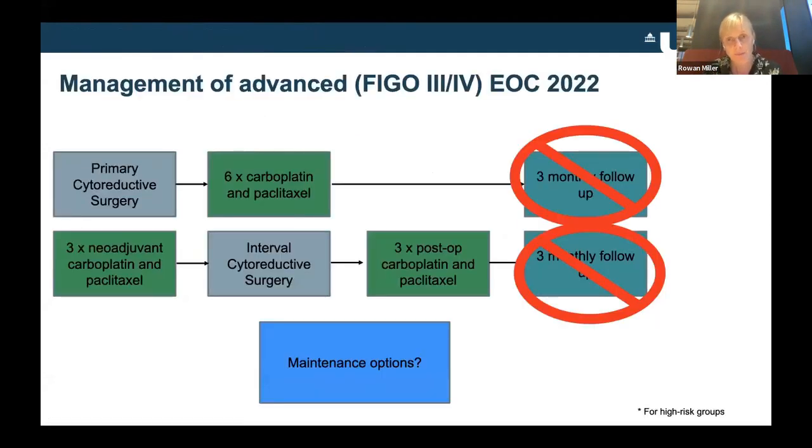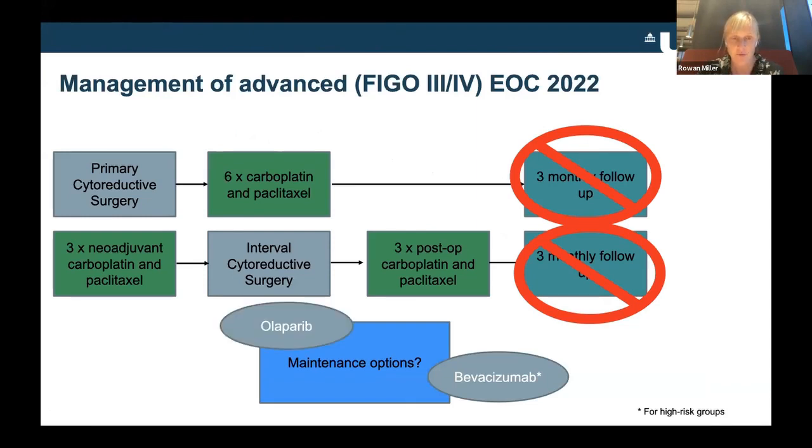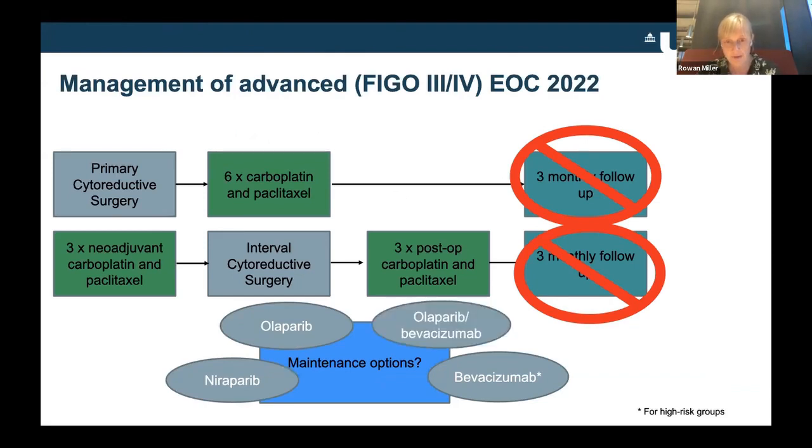But now we're in a completely different era, and really we no longer have the option to just follow up patients. There's been a plethora of new drugs, mostly PARP inhibitors in this field, and therefore any patient with advanced disease will now go on to some form of maintenance treatment. So we still have the option of bevacizumab monotherapy for the high-risk group patients, but we've now got the option of olaparib, a PARP inhibitor, niraparib, a different PARP inhibitor, or the combination of olaparib and bevacizumab.